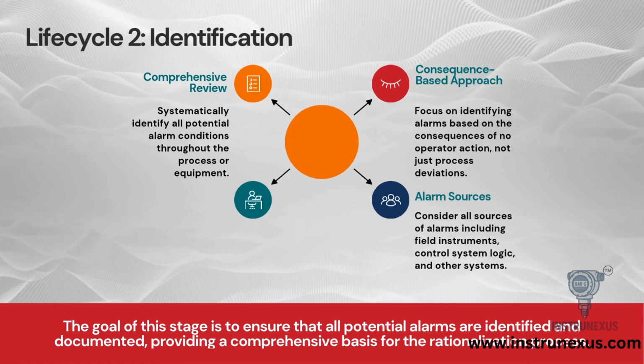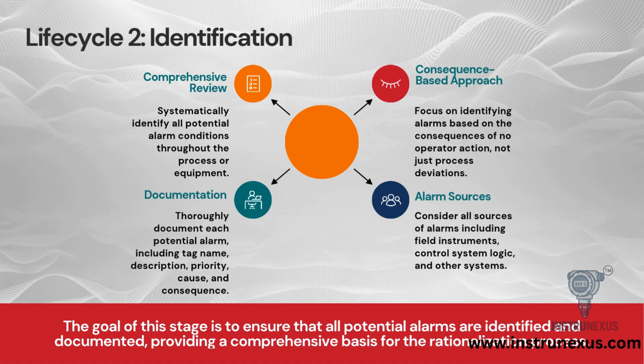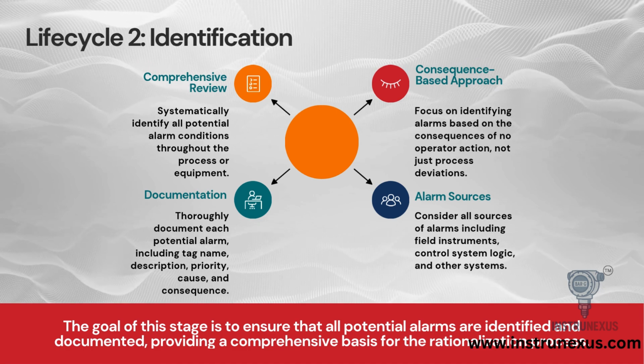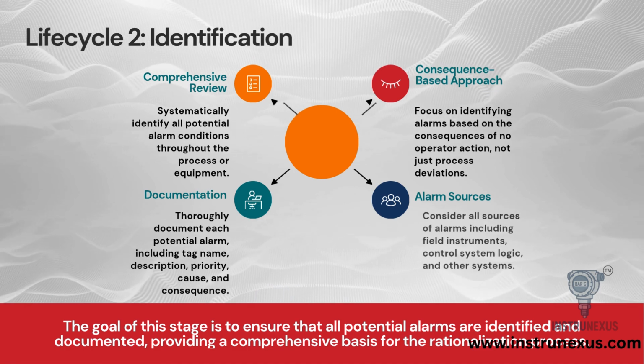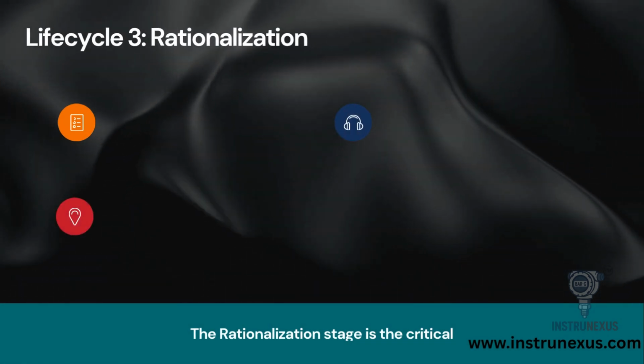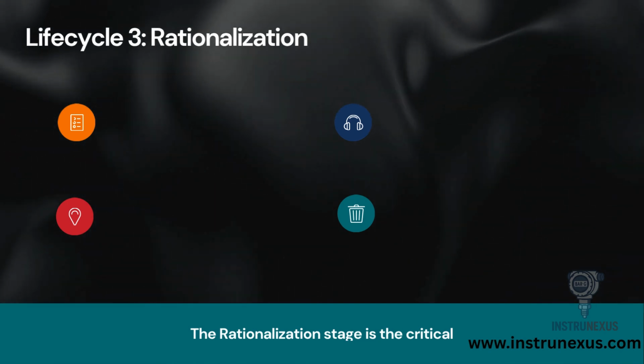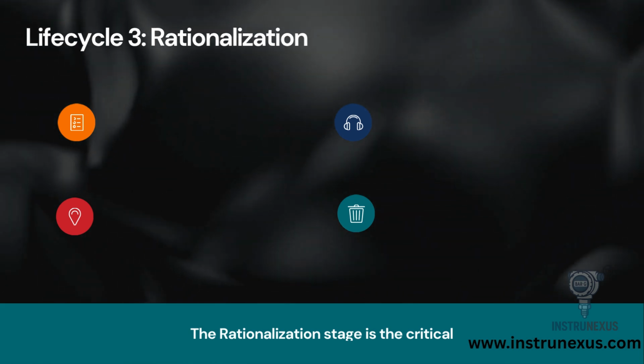The goal here is to thoroughly document every potential alarm condition, providing a comprehensive list that we can take into the next, most critical stage. Stage 3 is rationalization. If there is one slide to pay attention to, it's this one. This is the review process where we justify the existence of every single alarm.